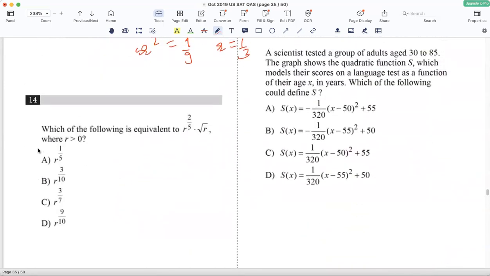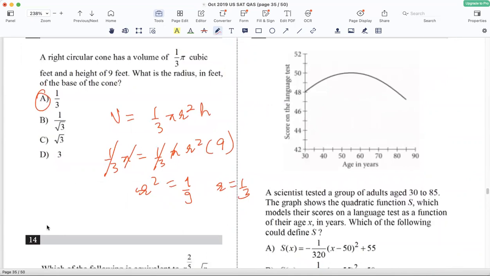Which of the following is equivalent to r to the power 2 by 5 times root r? So r to the power 2 by 5 times r to the power 1 by 2, because root r is r to the power 1 by 2. So r to the power 2 by 5 plus 1 by 2, because when the bases are the same and I multiply two exponents, then the powers get added. So r to the power (4 plus 5) by 10, so r to the power 9 by 10. So that's option D.